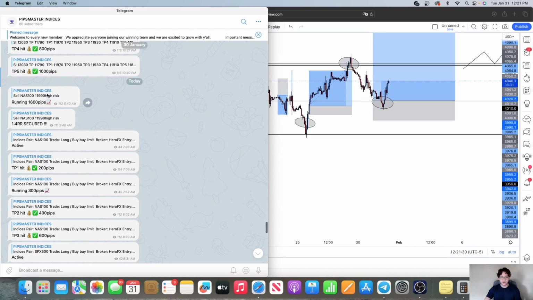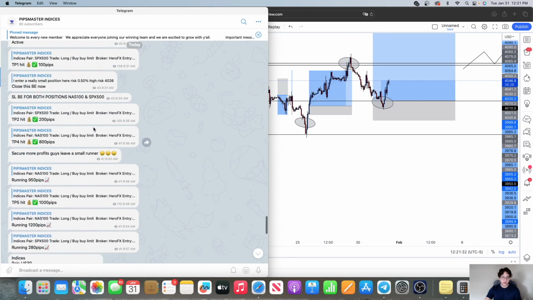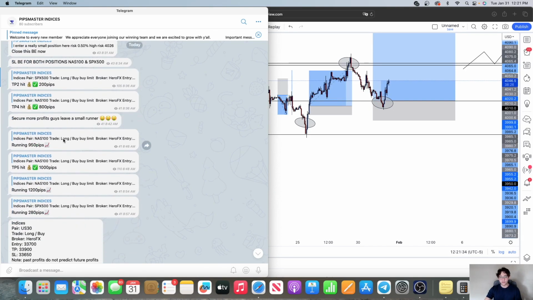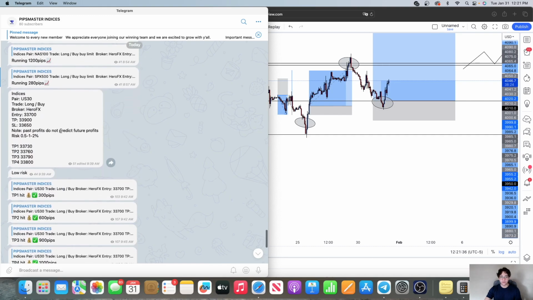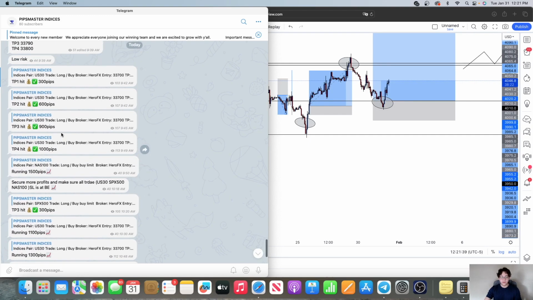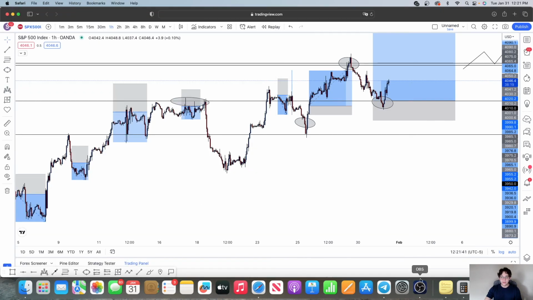So we had taken a sell position yesterday, a long position with US 30, and then this morning, our buy limits with NAS 100, SPX 500 and US 30 played out very nice. So I'm gonna break it down to you guys, all those three trades that we took this morning, and then let's see how much we're running.